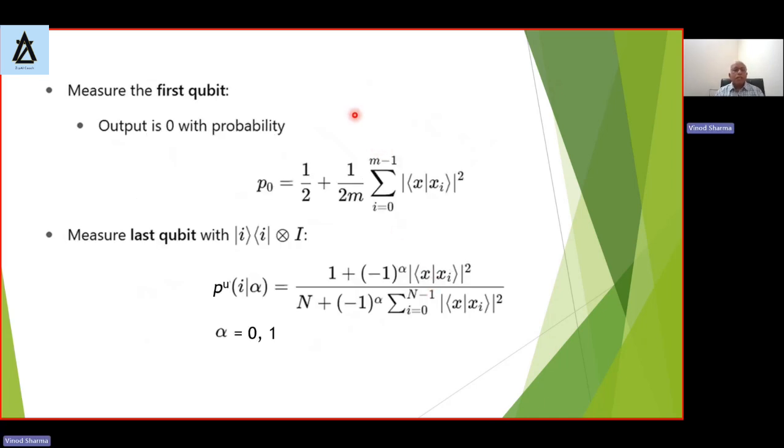After doing the swap test, we measure the first qubit, which initially had 0, and then the output of it will be 0 or 1, and the probability of output being 0 is P0, that is given by this quantity. So once we have taken the measurement of the first qubit, after that, we measure the last qubit with respect to I cross I tensor I.